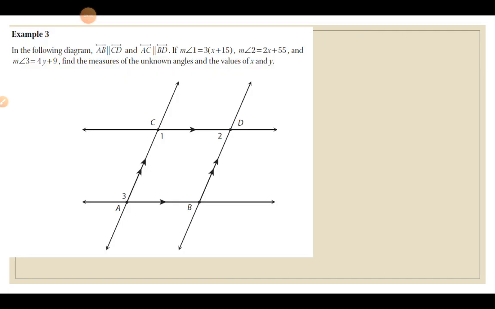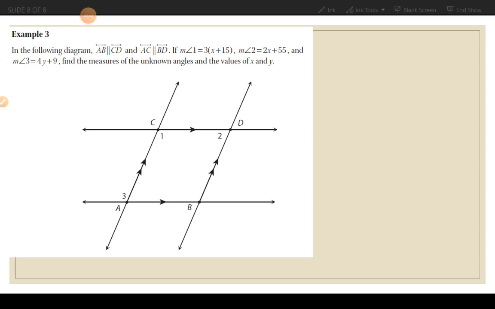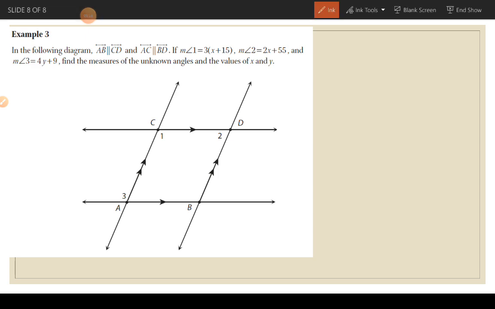Okay, so if we have a problem like this, it says angle 1 is going to be 3x plus 15. Angle 2 is going to be 2x plus 55. And angle 3 is going to be 4y plus 9.